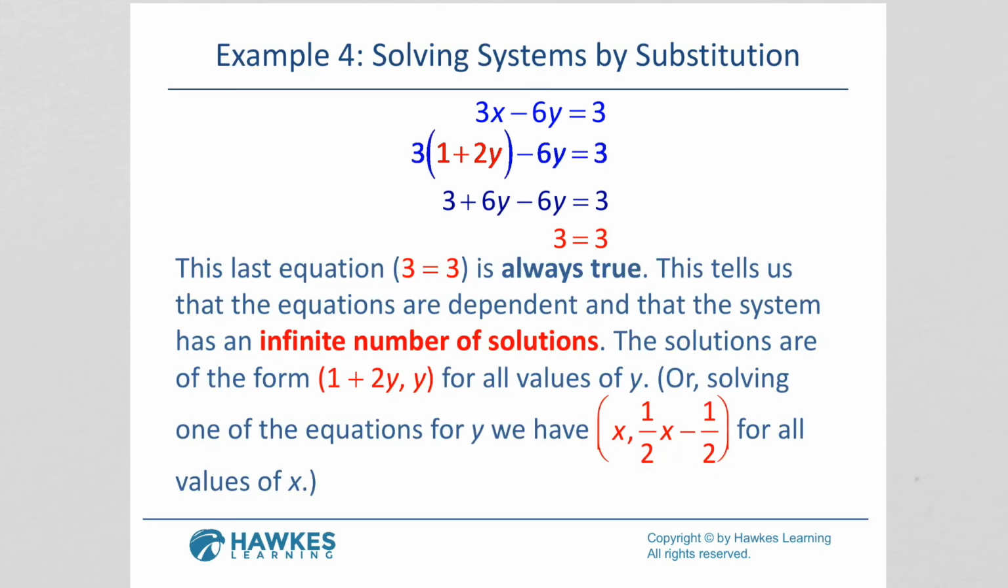This tells us that the equations are dependent and that the system has an infinite number of solutions. The solutions are of the form 1 plus 2y, y, for all values of y. Or if we'd solved one of the equations for y, we have x, 1/2 x minus 1/2 for all values of x.